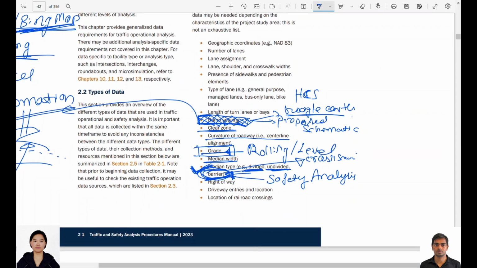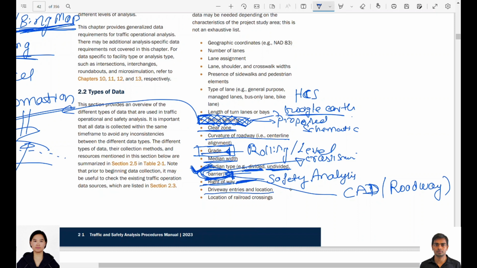Let's go down. Then we have the right of way. Right of way line is usually given in CAD and it comes with the survey file. So in traffic operations, we do not need to calculate CAD right of way. It is usually done by the roadway team, or the roadway team gives us a CAD file which has the right of way, usually in pink color.